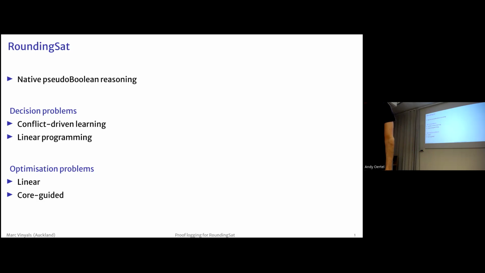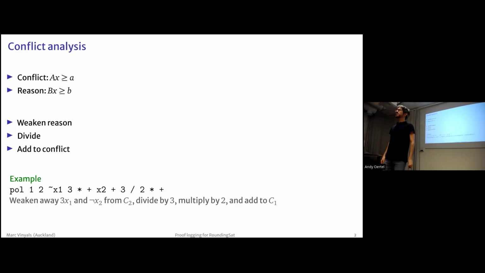So decision conflict analysis, there's not much to explain really, as in take Jakob's tutorial. He explained how we are going to get this conflict clause, and we'll have some reason clause, and then we will want to add them or resolve them in some way. So what we do is we take the reason constraint, we weaken it by removing some literals until the slack is 0. Then we divide, add to the conflict clause, keep going.